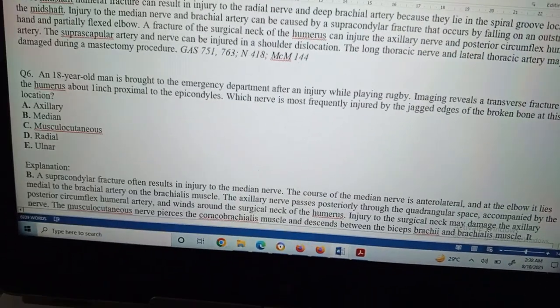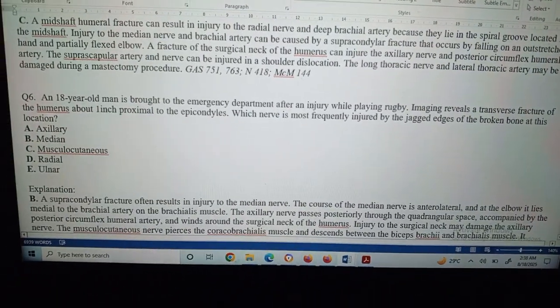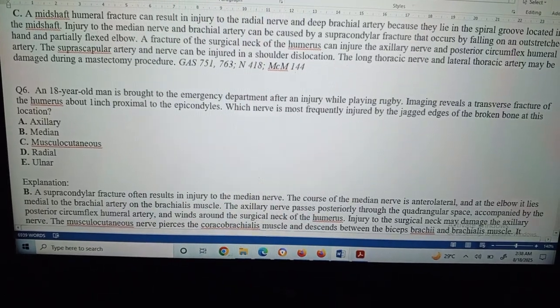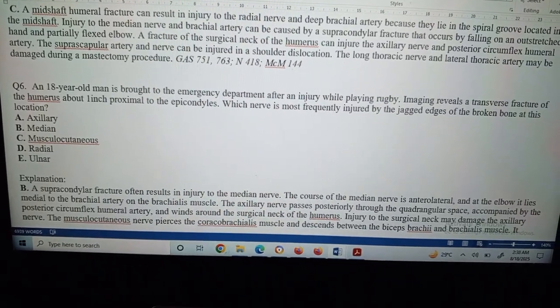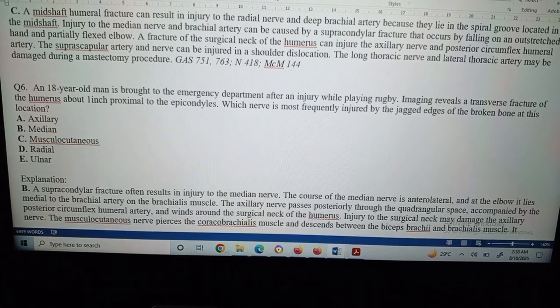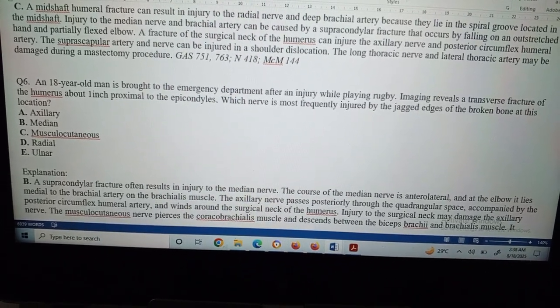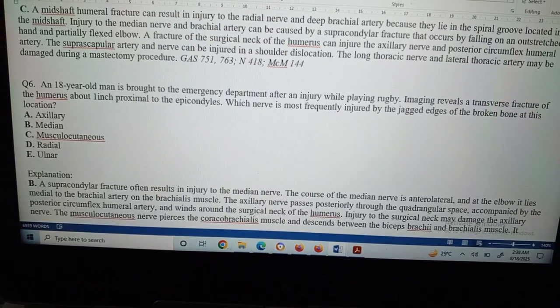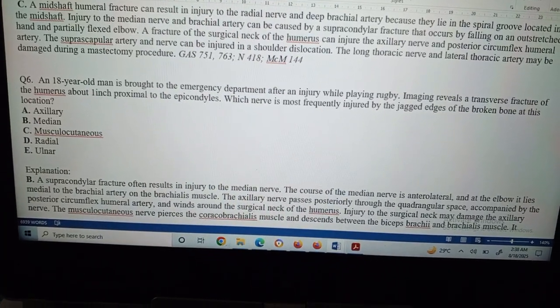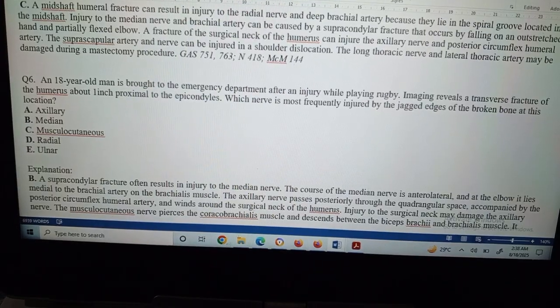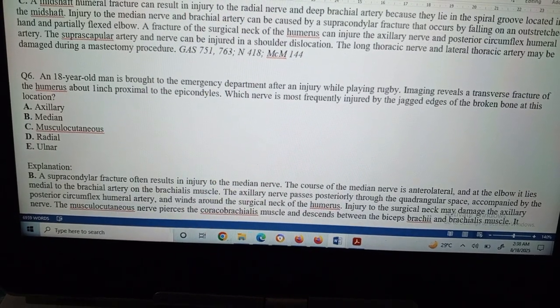Question number 6: An 18-year-old man is brought to the emergency department after an injury while playing rugby. Imaging reveals a transverse fracture of the humerus about 1 inch proximal to the epicondyle. Which nerve was most likely injured by the jagged edges of the broken bone at this location? The answer is B, median nerve. So supracondylar fracture often results in injury to the median nerve.